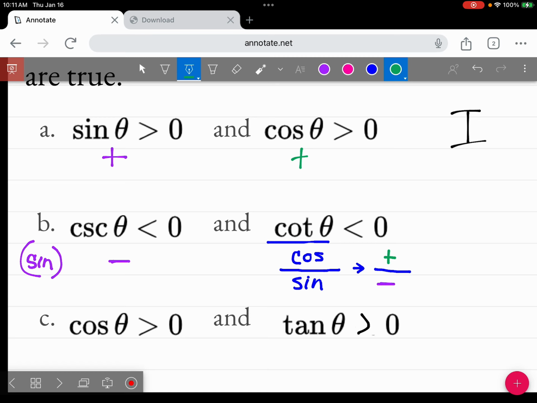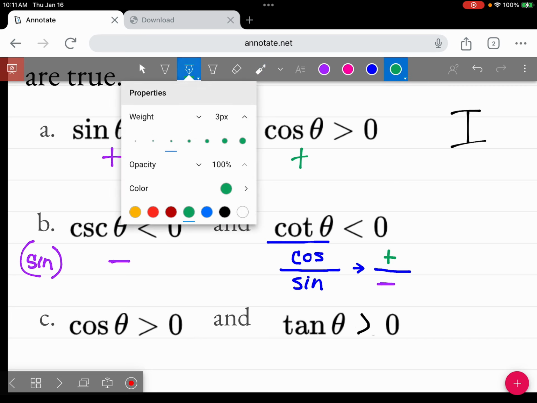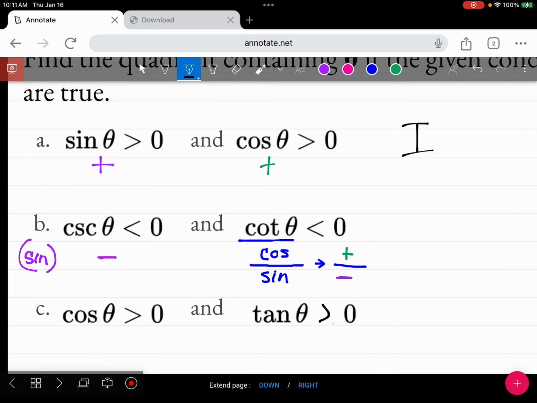Okay? So if sine is negative and cosine is positive, what quadrant are we going to be in? Sine is negative. That was this guy. Cosine is positive. This would be in quadrant 4. Remember, cosines are our x values, so positive x values, but negative sine values. We're down in quadrant 4.